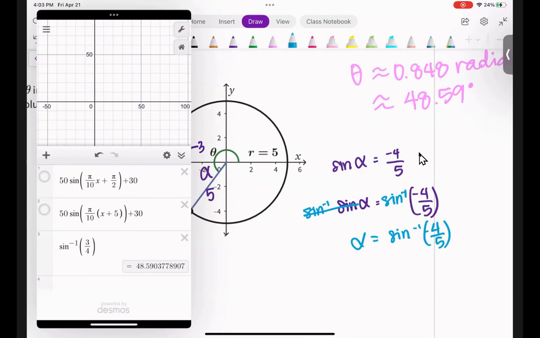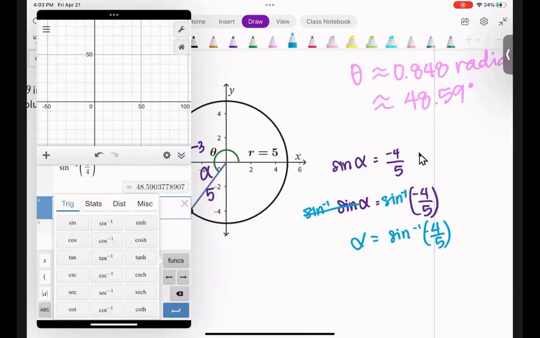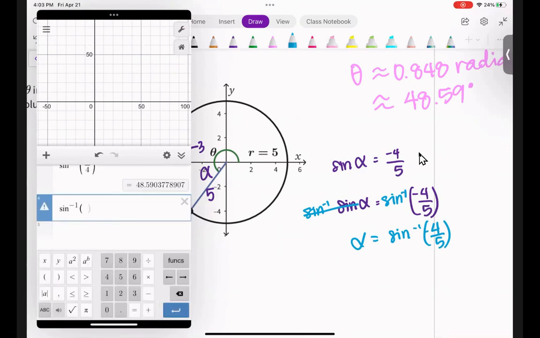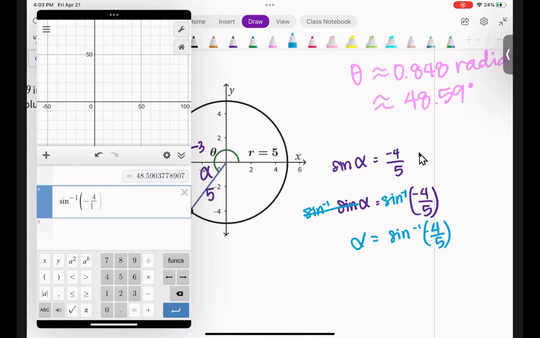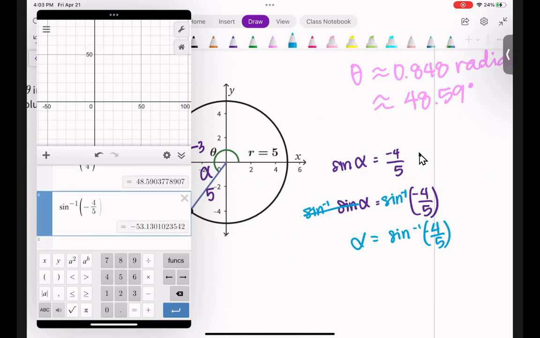And then we're going to type this in. I'm going to show you what your calculator is telling you to do. So -4/5. Okay, so your answer, right now it's in degrees because that's what we have it in. So it says -53 degrees. So Ms. Johnson, what does -53 degrees mean?